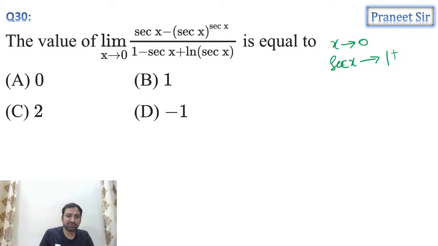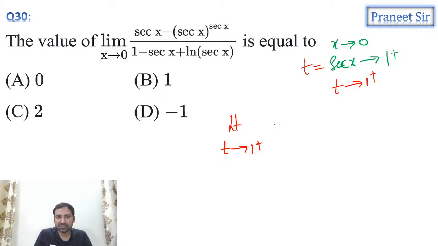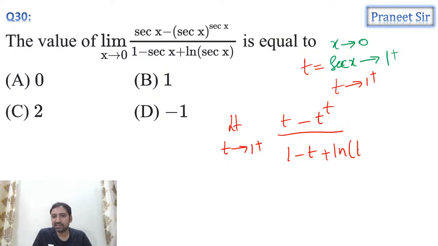So can I take a substitution? Can I take secant x equals t? And can I take t tending to 1 plus? So now my limit is becoming limit t tending to 1 plus, and what is it, guys? t minus t power t by 1 minus t plus log t. That's what we're getting.